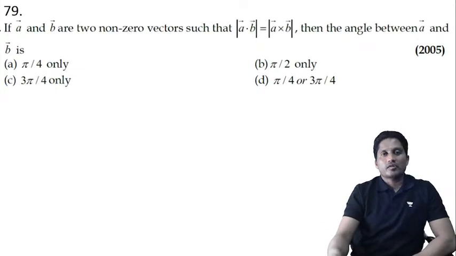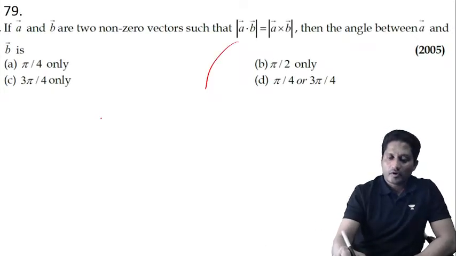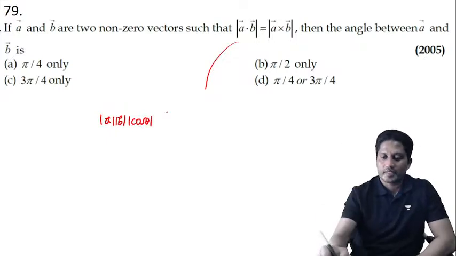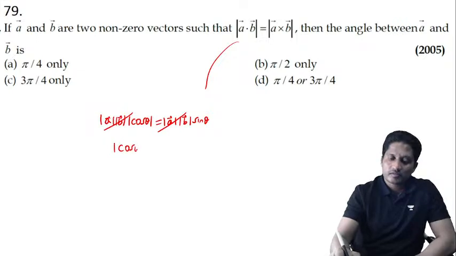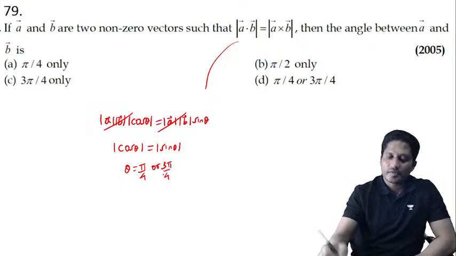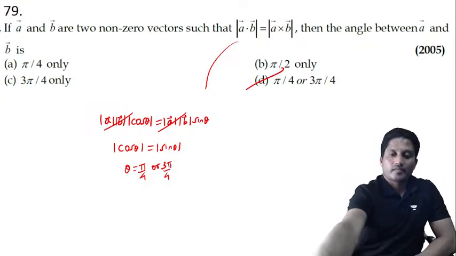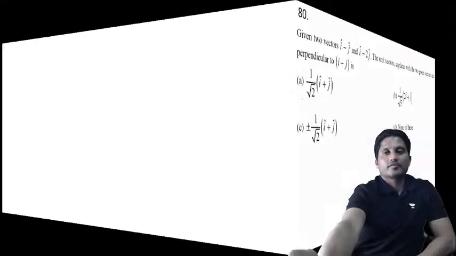A and B are two non-zero vectors. Dot product is mod A into mod B into cos theta, right? So you get modulus of cos theta because mod of A dot B is there. This is mod A into mod B into sin theta. This will cancel. Mod cos is equal to mod sine, which means theta should be equal to pi by 4, or it can be equal to 3 pi by 4. Pi by 4 or 3 pi by 4, option D. Right, let's do one more question for this session.